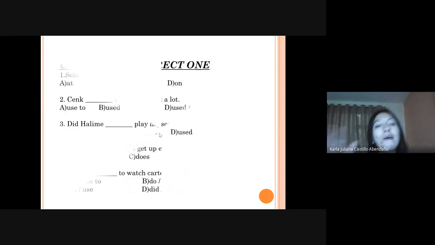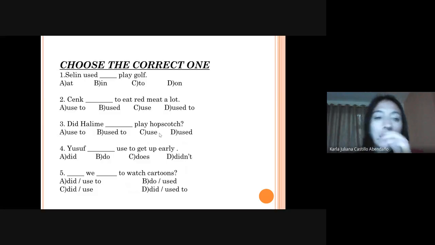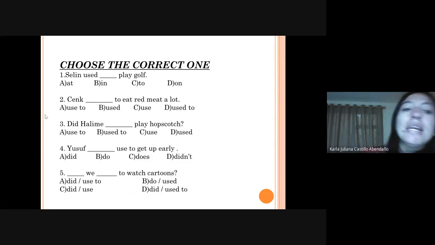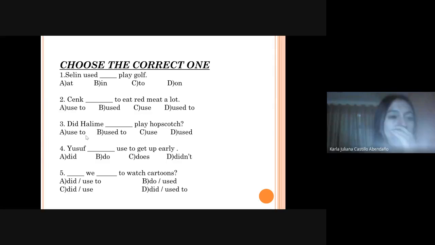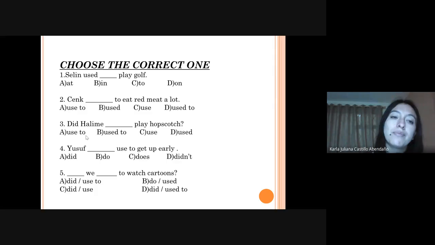So now, time to practice. If you don't have questions, as you told me that everything is clear, here is time to practice, right? Here we have some questions. And what does it say? We have to complete the blank spaces. And as you can see here, we have four options to complete, and you have to choose the correct one.